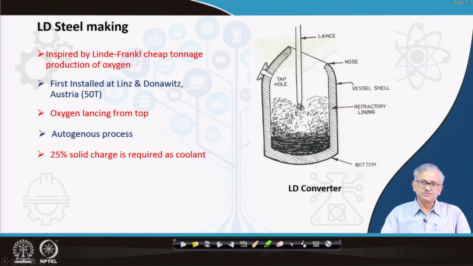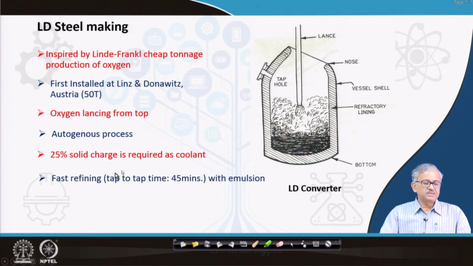Because of using oxygen, in the case of the Bessemer it was self sustained, but here, since you are using pure oxygen, its partial pressure of oxygen is high, and reaction kinetics is also high. Also, because of emulsion formation, reaction kinetics is high. So heat generation is significant, and it is a fast refining, as I said. It takes only 45 minutes, and with emulsion obviously. If the emulsion collapses, then the refining is not that much.